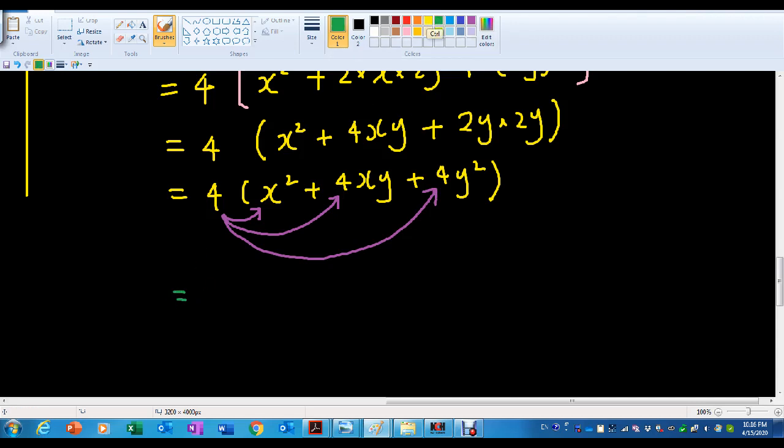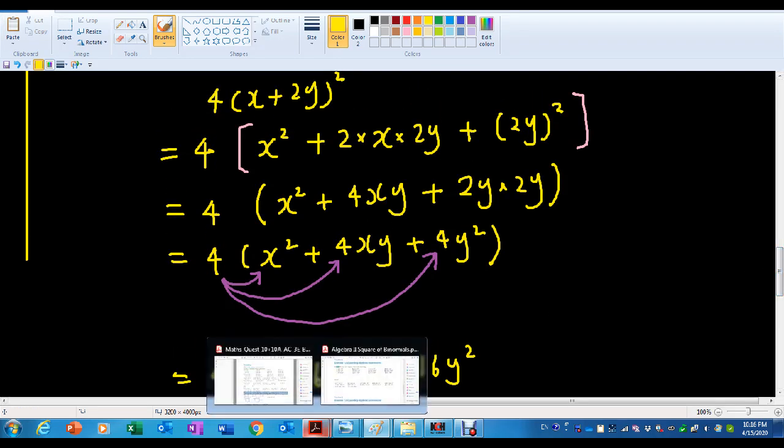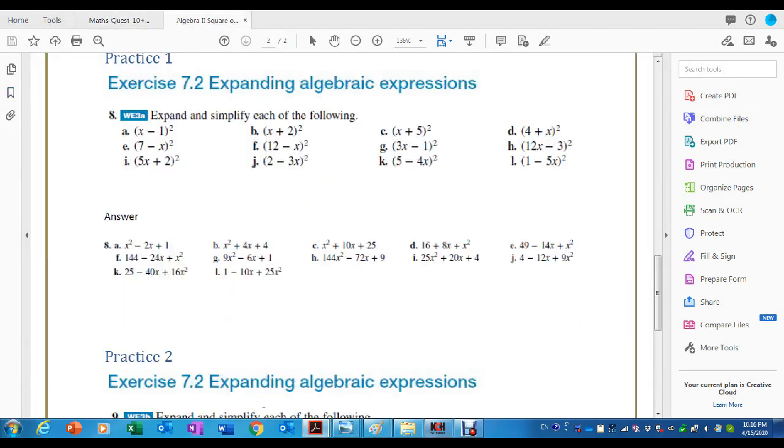You need to multiply that 4 into each term, so it becomes 4x squared plus 4 times 4xy, 16xy, plus 16y squared. Because you got 4 times 4 and 4 times 4, you need to multiply each term by that 4. Is that okay?